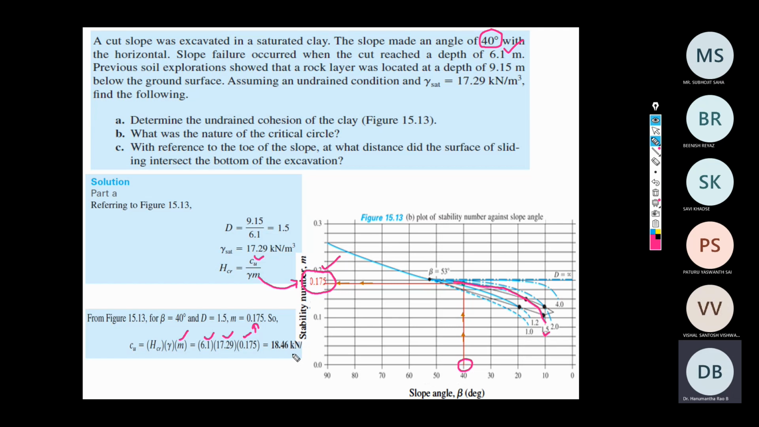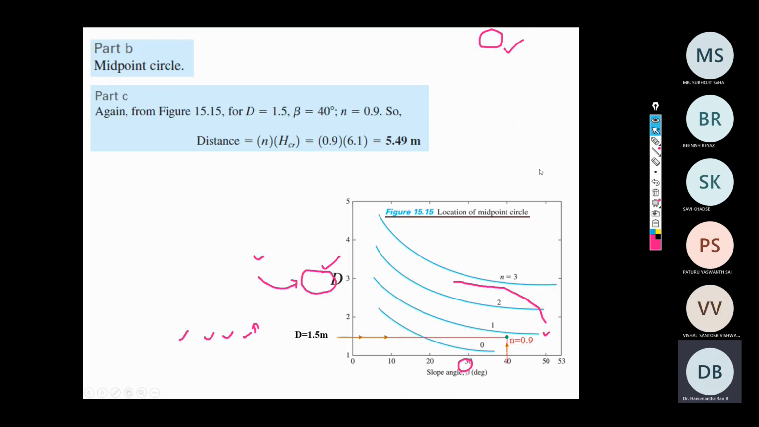Okay, so this is how the stability chart is used. Now the second question, that is part B, is what was the nature of the critical circle? So can anybody answer? It could be all types of failure, like slope failure, base failure, and toe failure also, sir. Okay. So here it is a midpoint failure, that is slope failure basically.